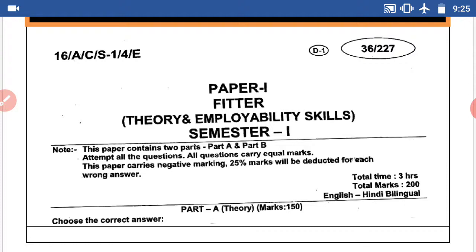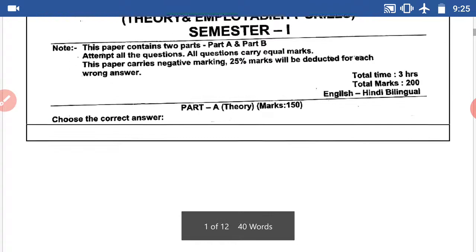So total time 3 hours. Theory and employability skills, total marks 200. So theory only 150 marks.